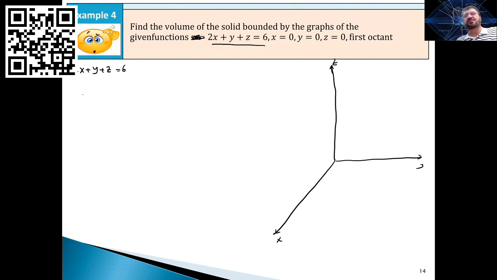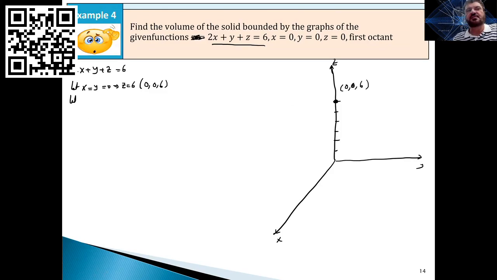All right, how do we graph it? I'm going to let x equal y equal 0. So what does this imply? That z is equal to what? 6. So what's the point here? 0, 0, and 6. So I'm going to go 1, 2, 3, 4, 5, and 6. Here is the point, by the way, 0, 0, and 6.